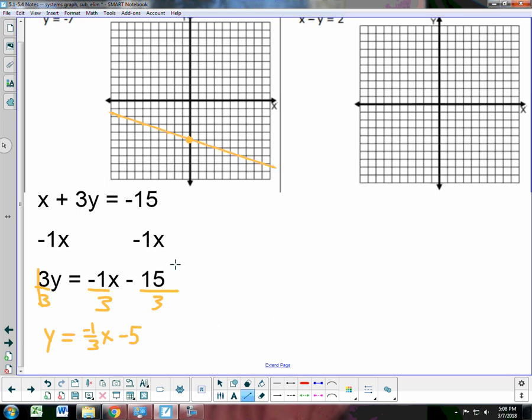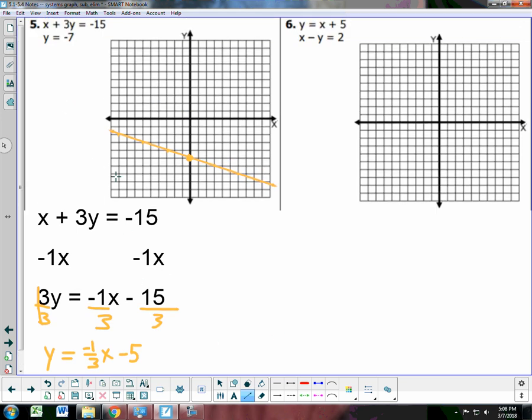Like so. Okay. The other one is just y equals negative 7. So remember how we talked about that? Horizontal line, just go up or down that amount. In this case, we're going to go down 7. So that's right here. And draw a horizontal line through it.